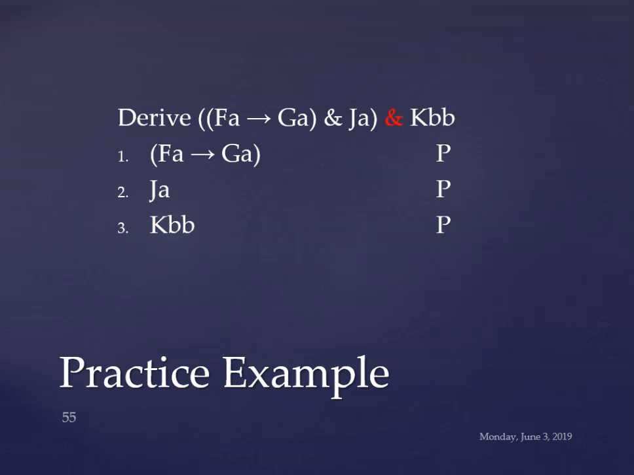Now, my last line tells me something. I'm going to use conjunction introduction, combining KBB, which I have in premise 3 there, with this whole thing here. The problem is I don't know where this is. I don't have that as a premise anywhere, but I think I can create it, because I notice that it is also a conjunction, and the two components of the conjunction are in my premises.